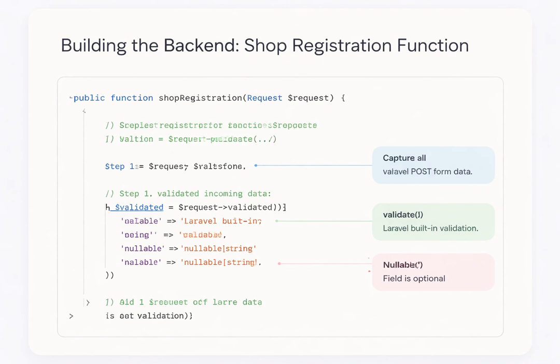Inside the function, the first thing you do is validate the incoming data. The instructor uses Laravel's built-in validate method on the request object. Each field gets its own validation rules. Name and email are required, contact number is required, and the message or status field is nullable, meaning it's optional. This mirrors exactly the fields that were specified in the AI prompt for the front-end form.